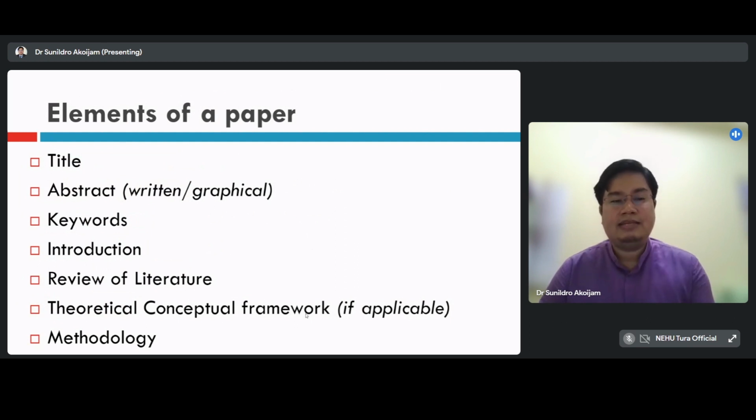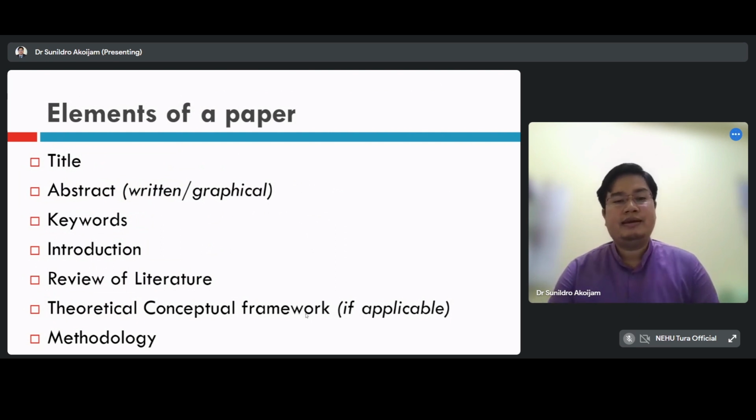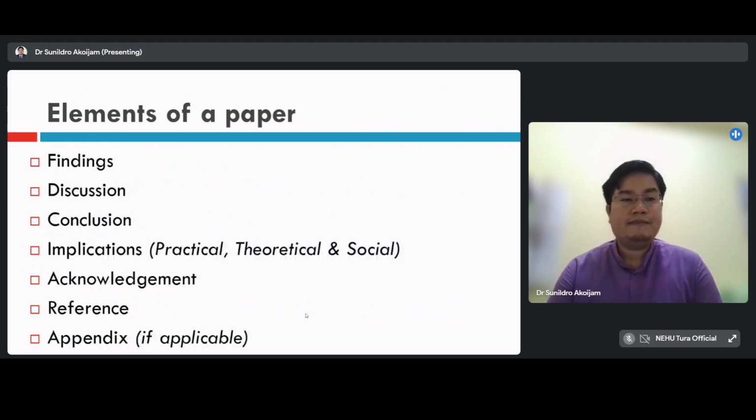So first of all, let us see. First thing is the title. Second thing, abstract. Third thing, keywords. Then the introduction, then review of literature, and then theoretical concept or conceptual framework, if applicable, methodology, then findings, discussion, conclusion, then implication, acknowledgement, reference, and appendix. These are some of the elements that you are supposed to have in your paper. Now let's try to understand what actually you are supposed to write within each element.